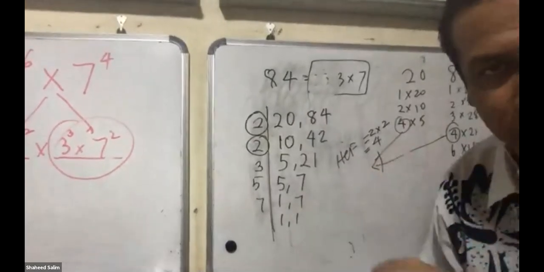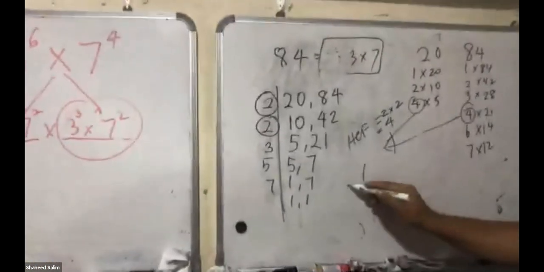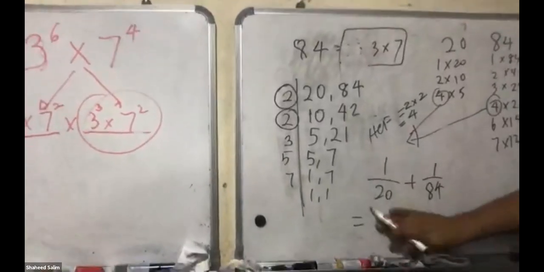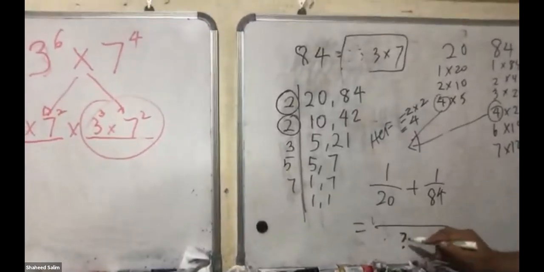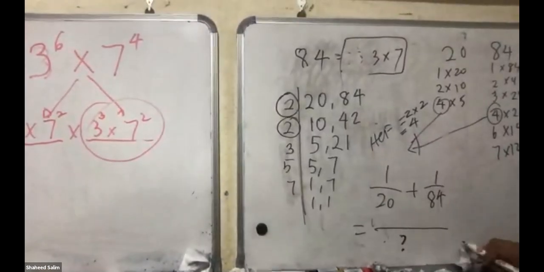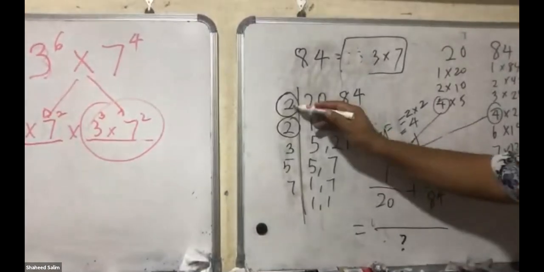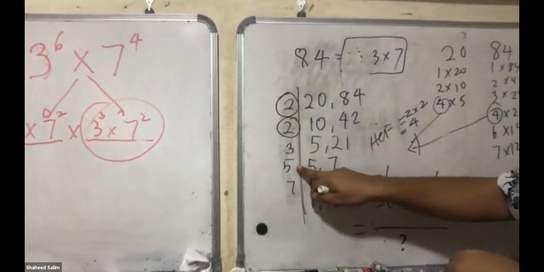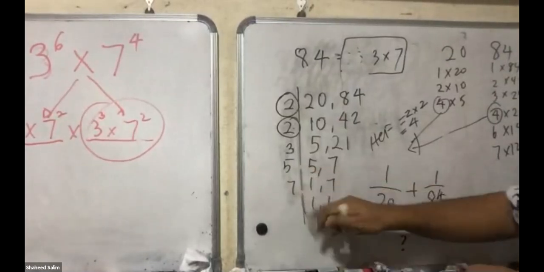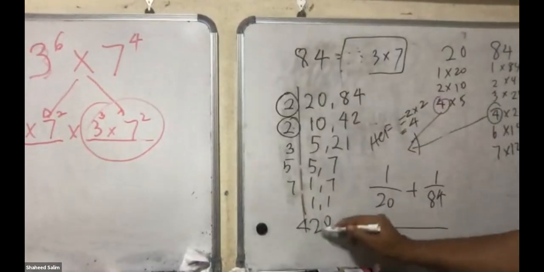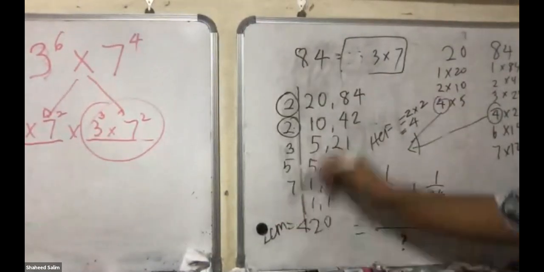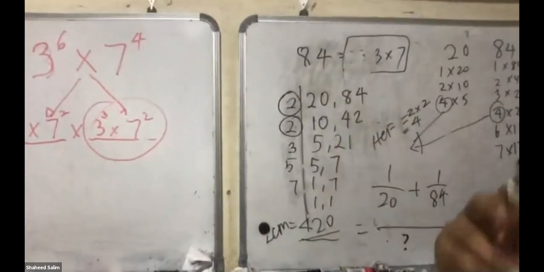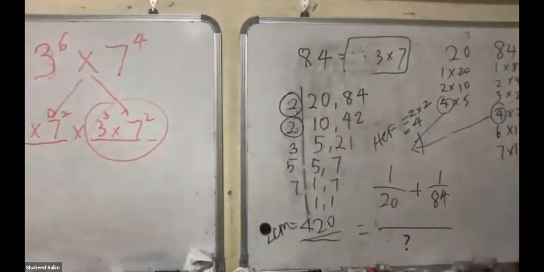What about LCM? LCM, you know what's LCM? Let's say 1 over 20 plus 1 over 84. What is the common denominator here? Very simple. How to do? 2 times 2, 4. 4 times 3, 12. 12 times 5, 60. 60 times 7, 420. Your LCM is very simple. It's just times all the numbers here, you get your LCM. The HCF, highest common factor, times only the circle ones.